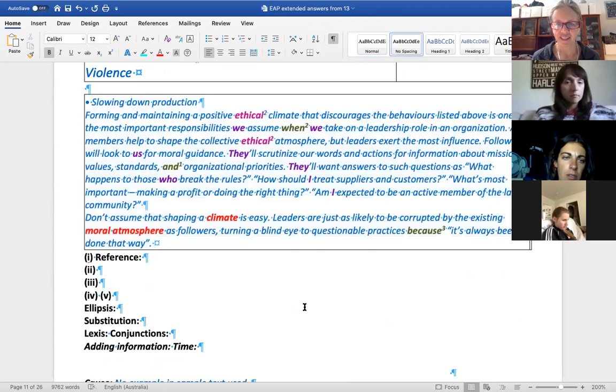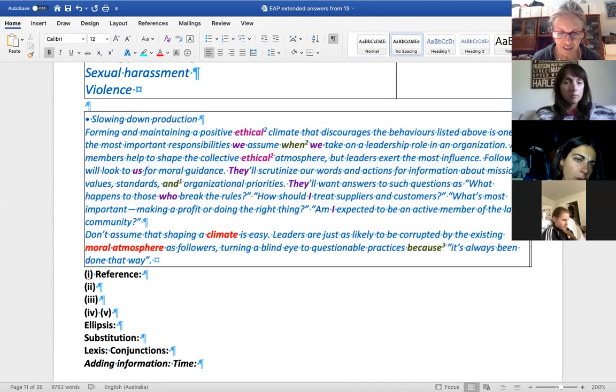Can you send us this example? Because I found something, but I found it hard to connect all of these things to the cohesive devices. I don't really know how to refer all of the things that I found.